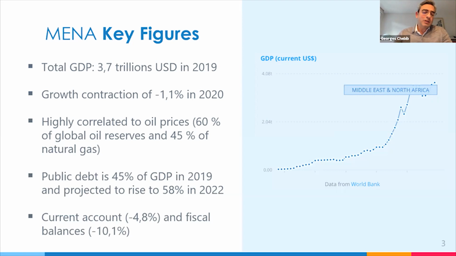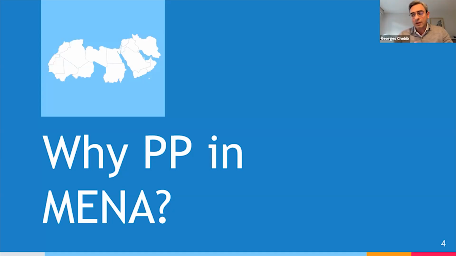Public debt is relatively low, but it's increasing. It's 45% of GDP and going to 58%. Obviously, it depends on which country you're talking about. Some Gulf countries might have lower debt to GDP, but other countries like, I don't know, Lebanon for now has actually a debt crisis. Current account is actually on average minus 4.8%, and the countries have seen a high fiscal deficit.